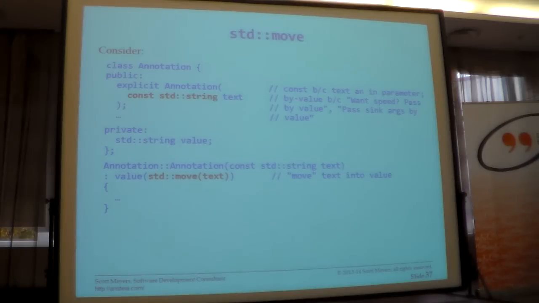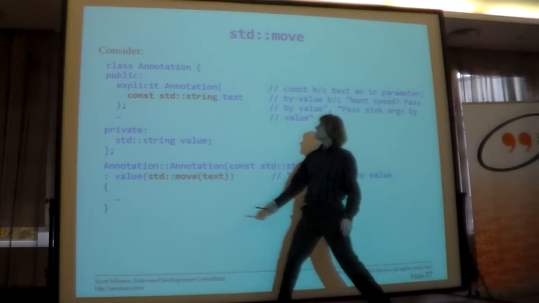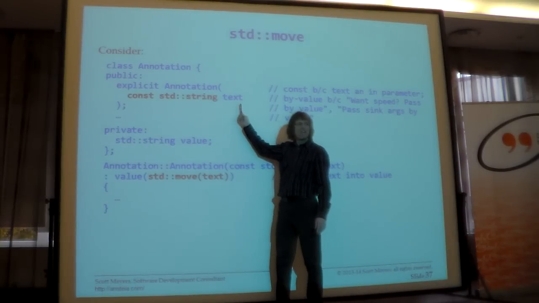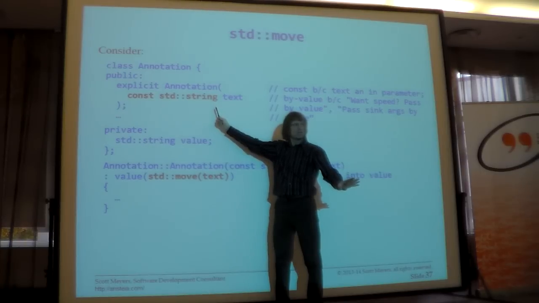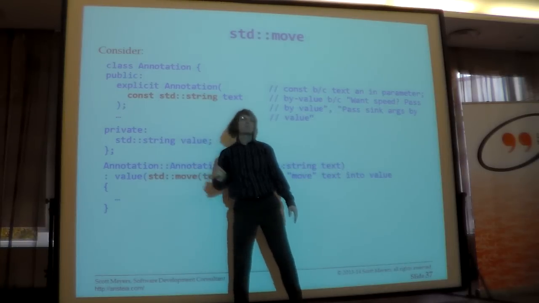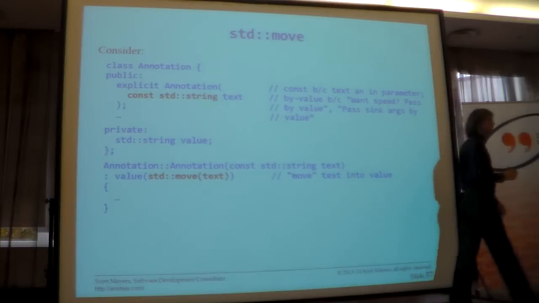So let us assume, for whatever reason, we have decided we're going to follow this advice, and we're going to pass things by value. So what we decide to do in this particular case is pass the text of the annotation by value, which maybe is efficient, maybe is not efficient. That's not our concern here. And it's const because we don't plan to modify it. It's an input parameter.